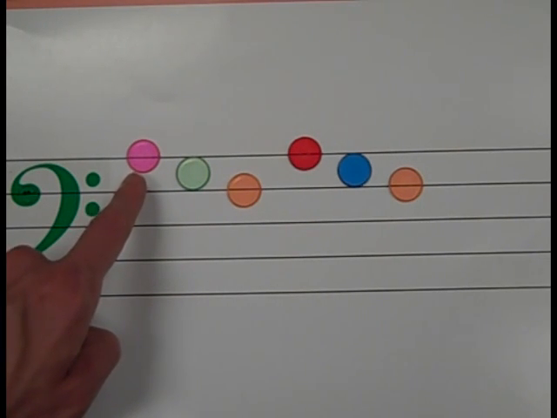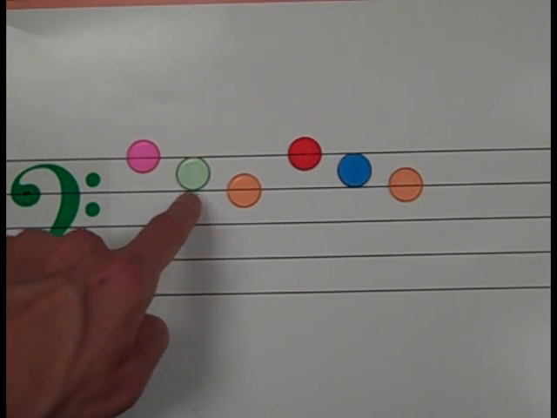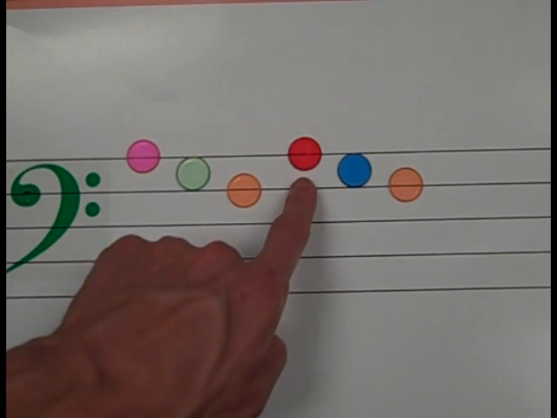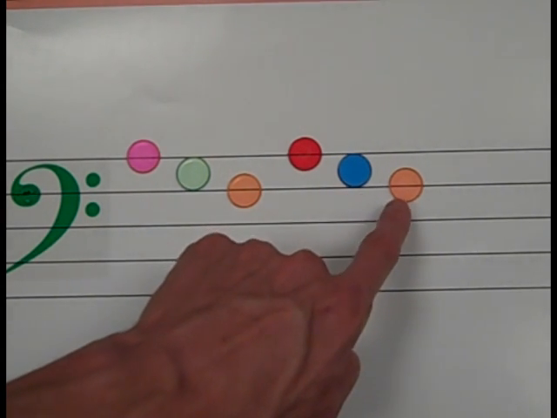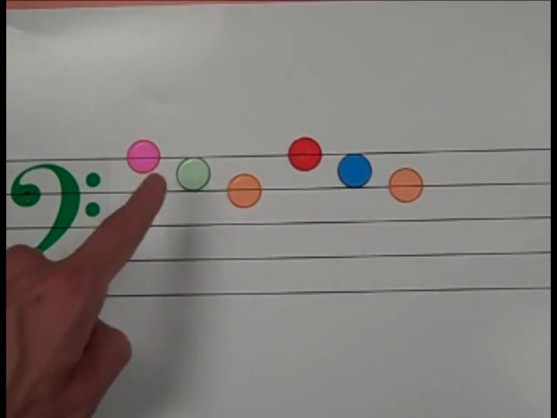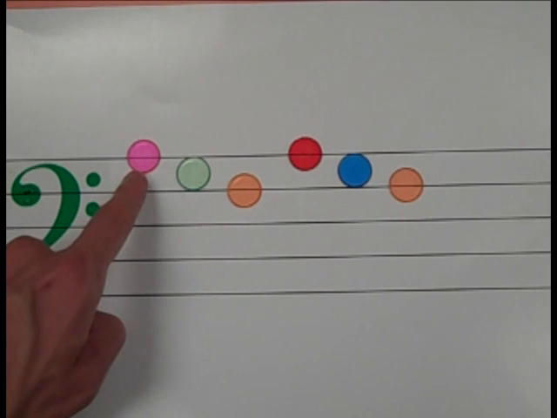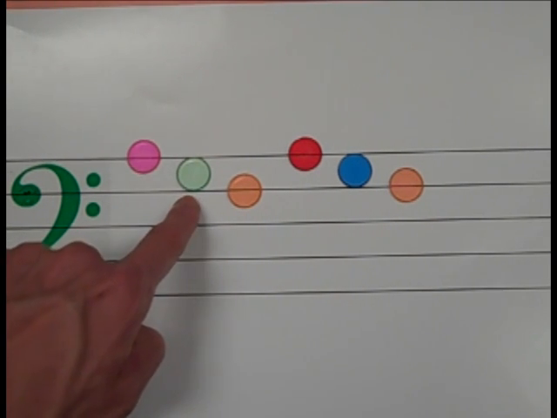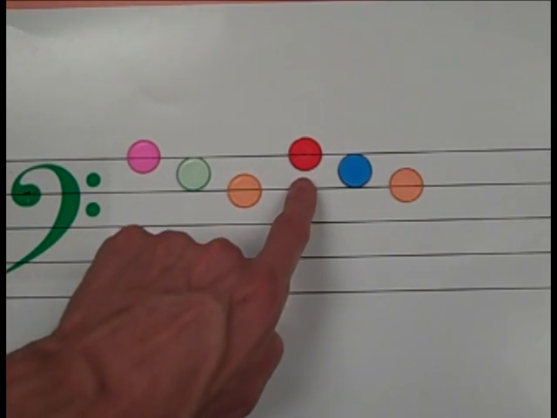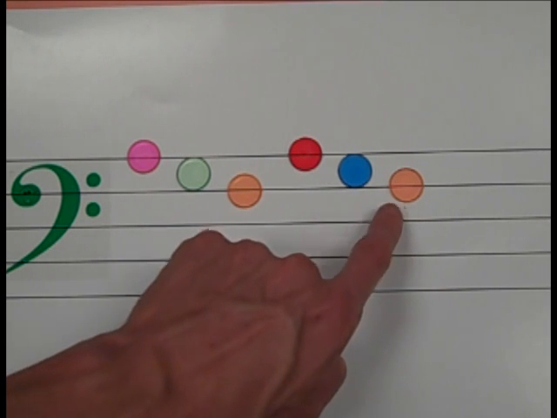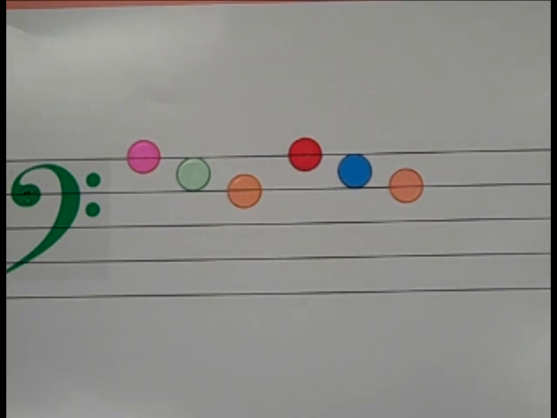Let's say the step, skips, and repeats. We'll say start on A, step down, skip up, step down, step down. Now can you say that by yourself? Ready, go. Good, now let's say the letter names.